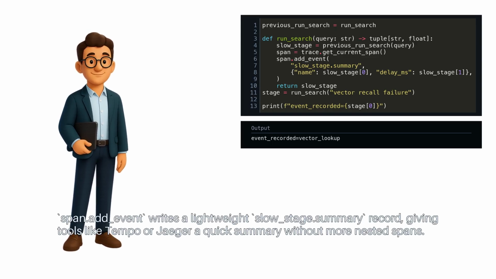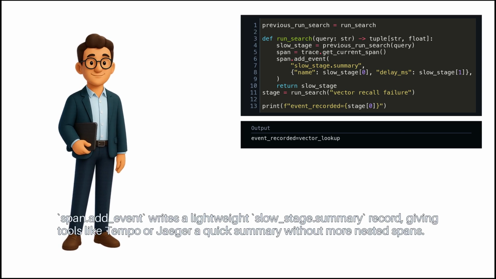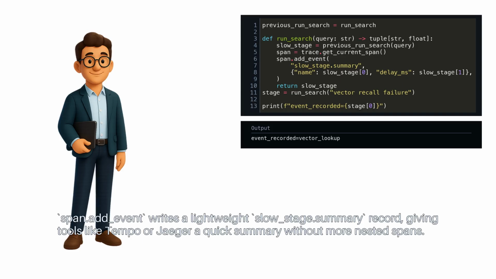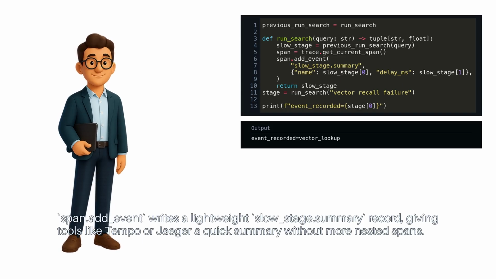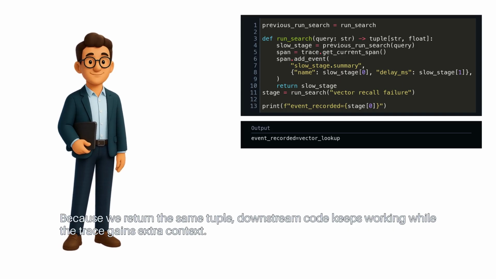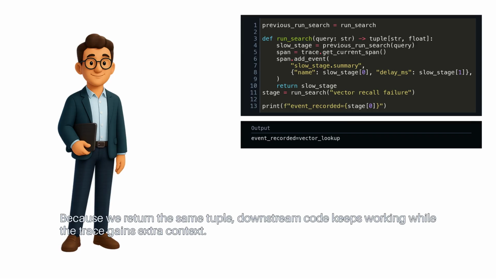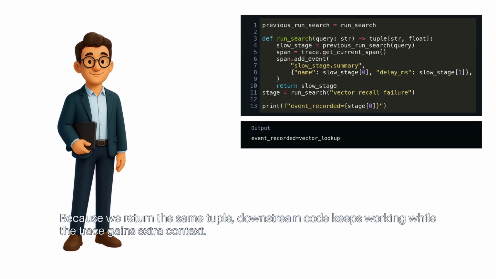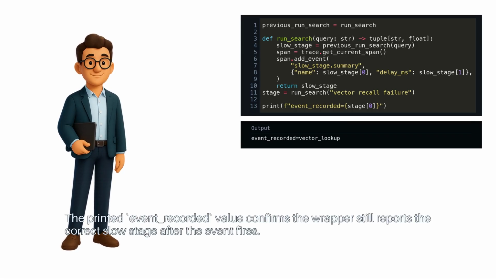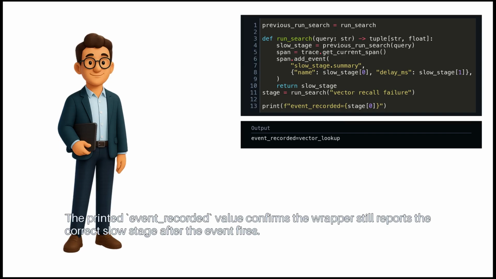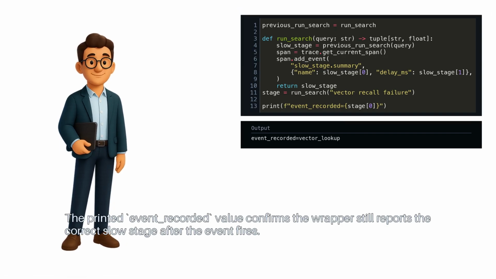span.add_event writes a lightweight slow_stage.summary record, giving tools like Tempo or Jaeger a quick summary without more nested spans. Because we return the same tuple, downstream code keeps working, while the trace gains extra context. The printed event recorded value confirms the wrapper still reports the correct slow stage after the event fires.